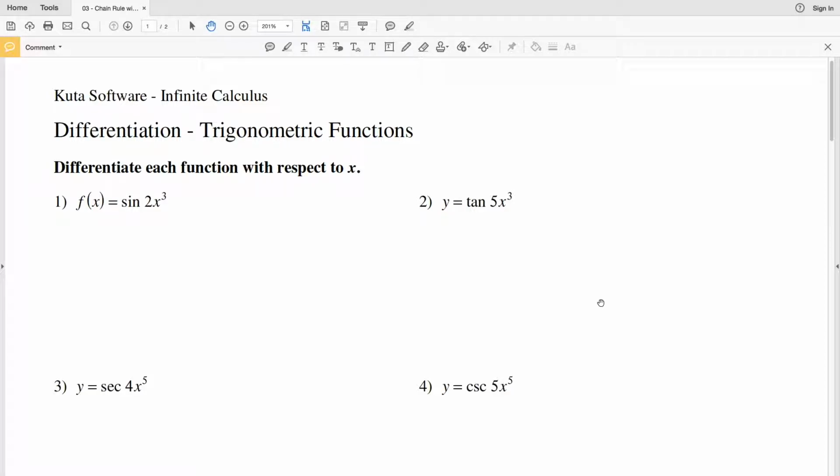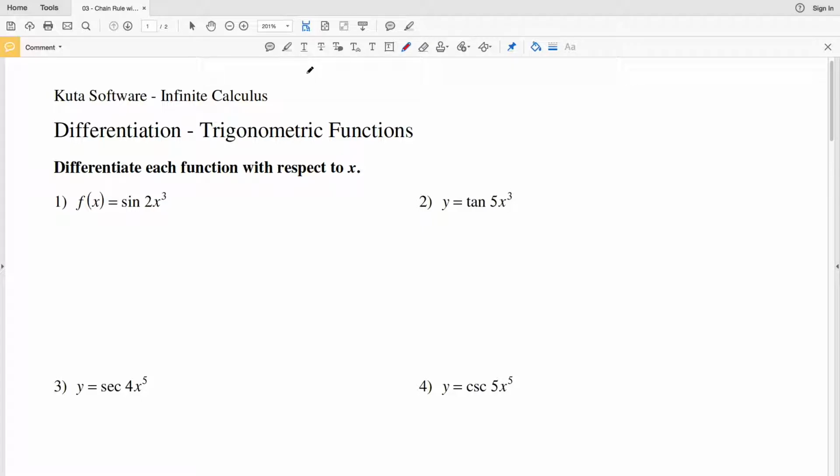In this video, we're going to complete the Kuta Software Infinite Calculus free worksheet, Differentiation with Trigonometric Functions, otherwise listed as Chain Rule with Trigonometric Functions. Before we jump into this, I'm just going to quickly review the derivatives of our 6 common trigonometric functions.